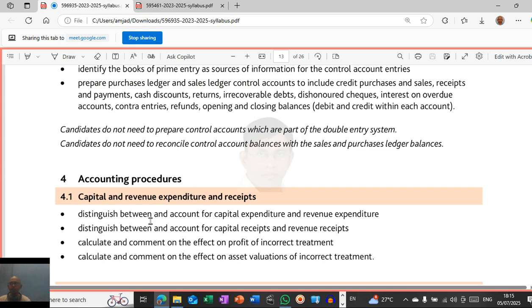Accounting procedures. So capital and revenue expenditure and receipts. Distinguish between and account for capital expenditure and revenue expenditure. Distinguish between and account for capital receipts and revenue receipts. Calculate and comment on the effect on profit of incorrect treatment. Calculate and comment on the effect on asset valuation of incorrect treatment. So all this.